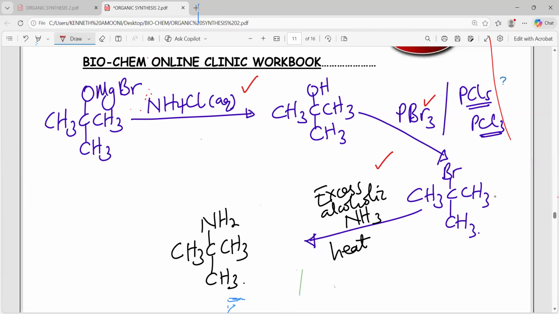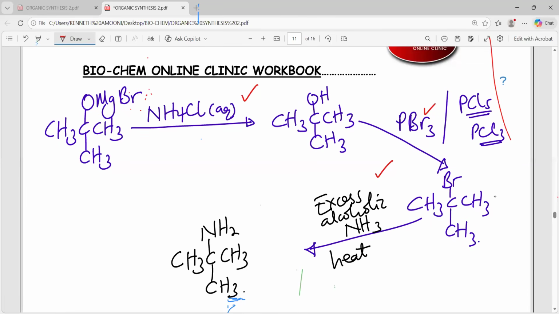So that is the synthetic route that I have used. It's giving me 6 steps, and those 6 steps are okay.